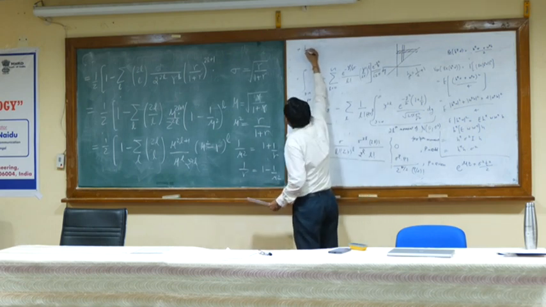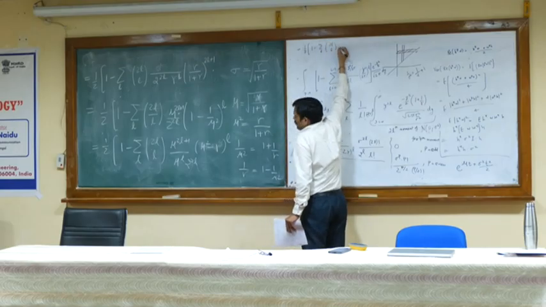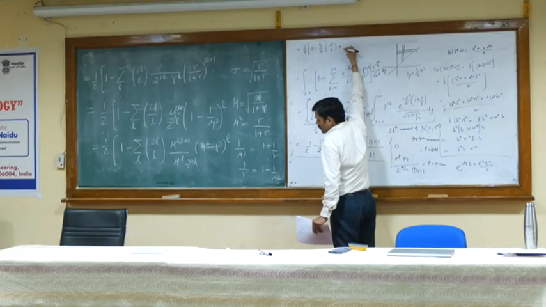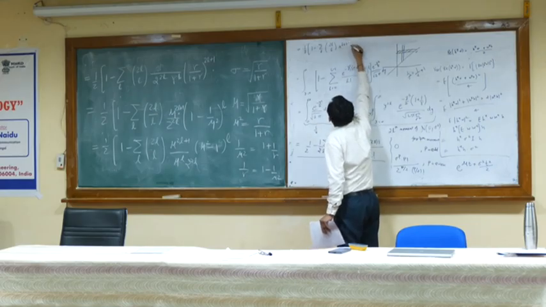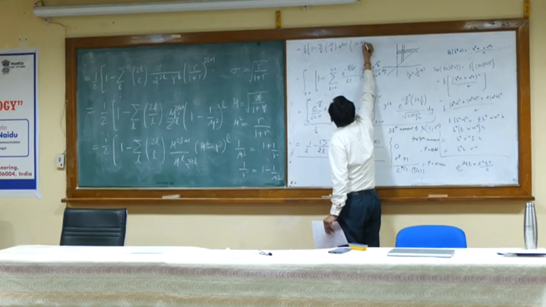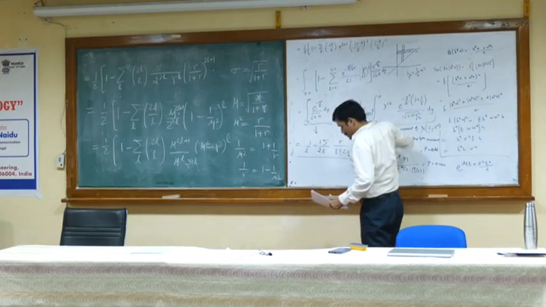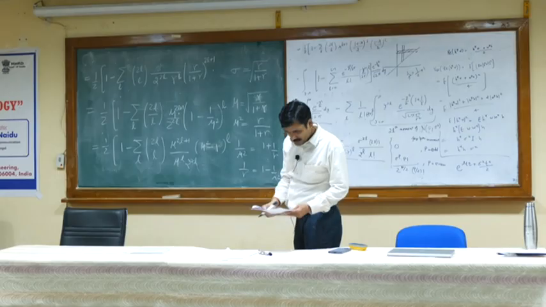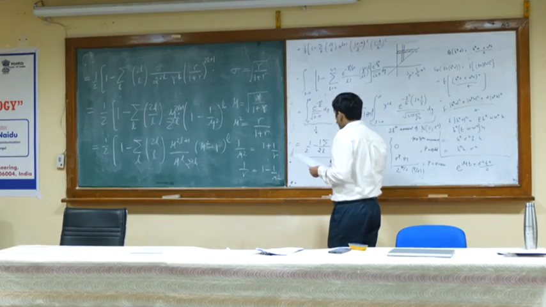I will get 1 by 2, 1 minus summation over L, 2L choose L, mu to the power L plus 1 divided by 2 to the power L, into 1 minus mu square to the power L. Okay. So this is the answer we will get.